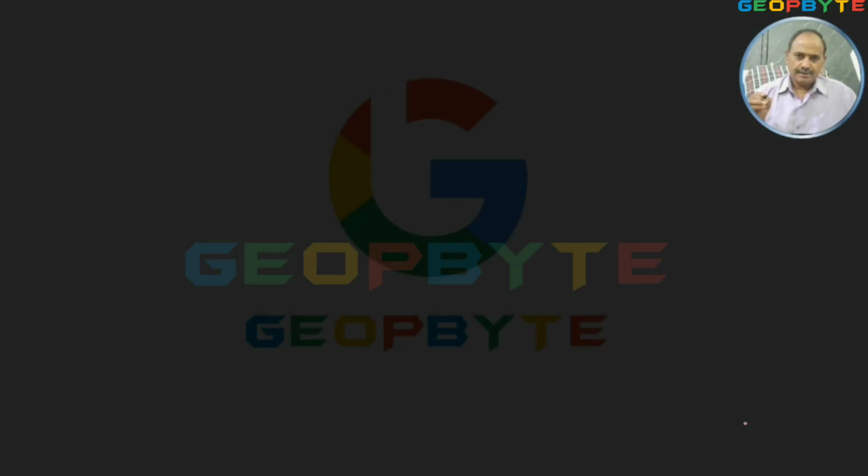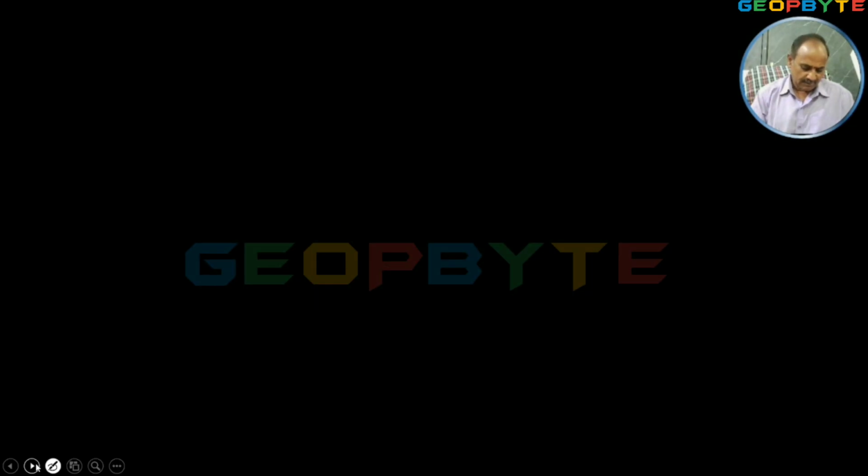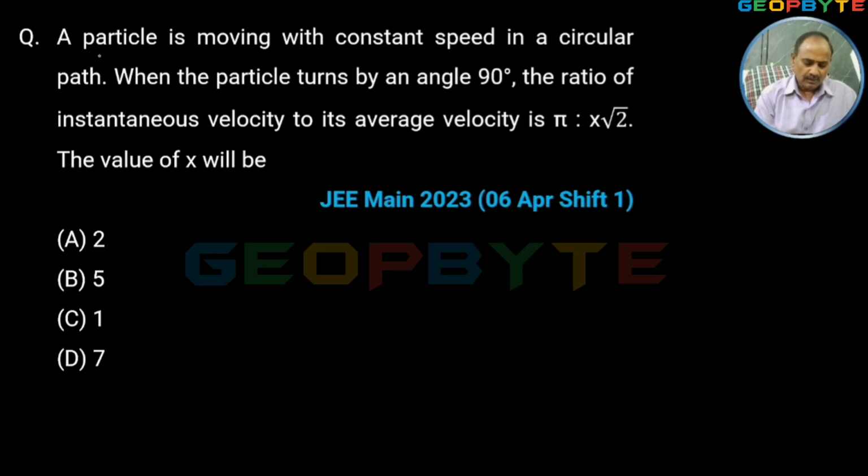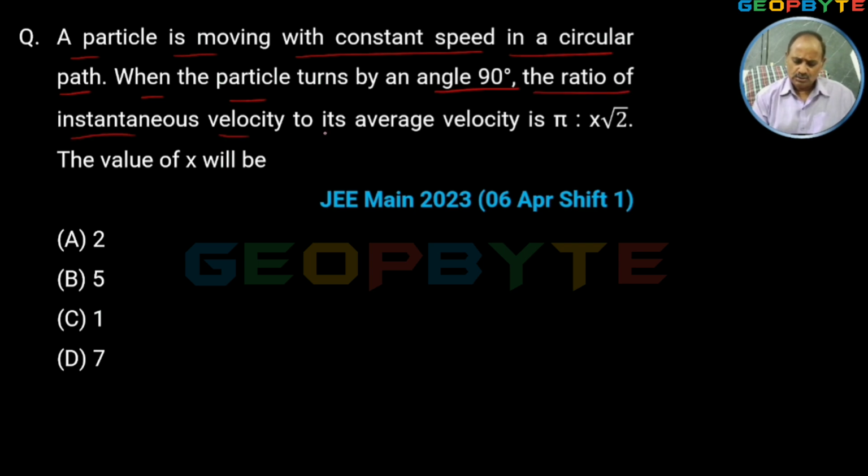Dear students, look at another question. Try to read it clearly. It is asking like this: a particle is moving with constant speed in a circular path. When the particle turns by an angle of 90 degrees, the ratio of instantaneous velocity to its average velocity is given.